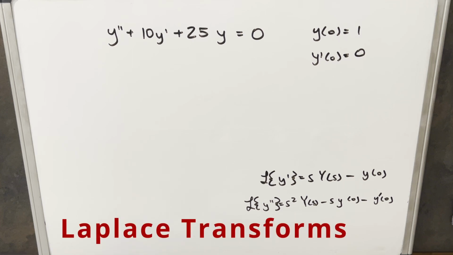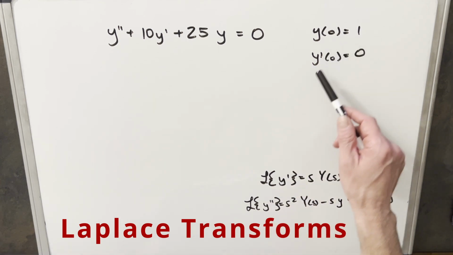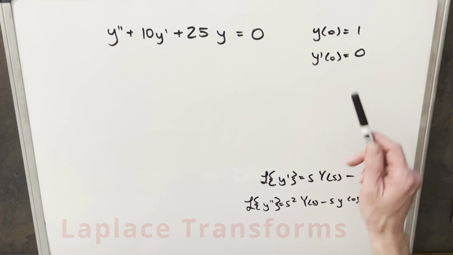Okay, continuing on with our Laplace transform playlist. Today we have another differential equation, and this one's a second order homogeneous differential equation. We have y double prime plus 10y prime plus 25y equals 0. And we have these initial conditions, y at 0 equals 1, and y prime at 0 equals 0.